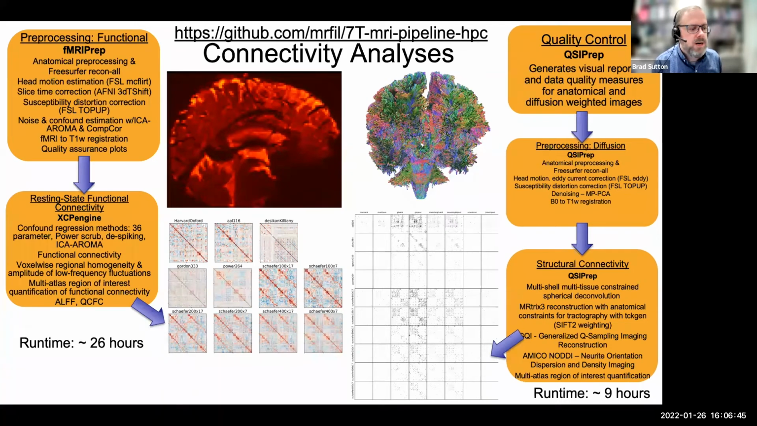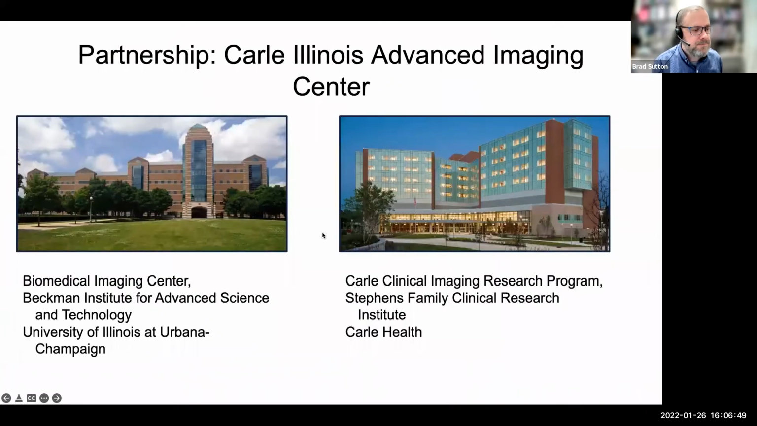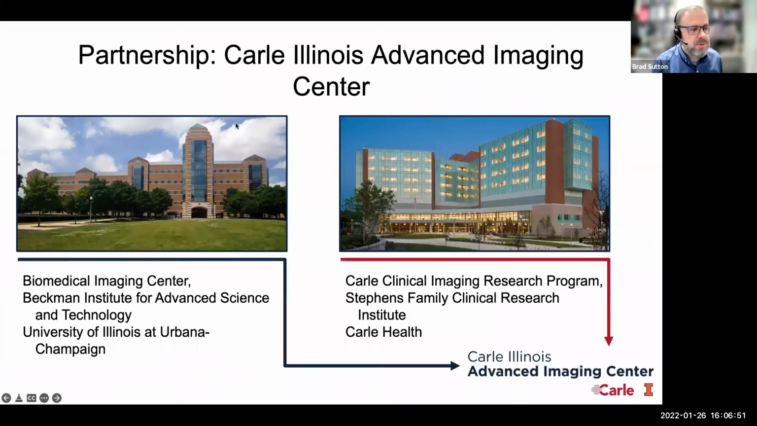We want to know what parts of the brain are talking to what. And I'm going to talk a little bit about functional connectivity in this talk. So this is truly a partnership between Carl and Beckman, and this is the Carl Illinois Advanced Imaging Center. So it's being led by people on both sides, and a true partnership there.